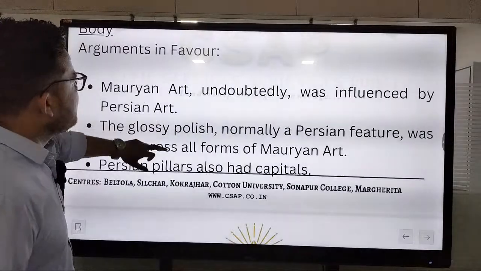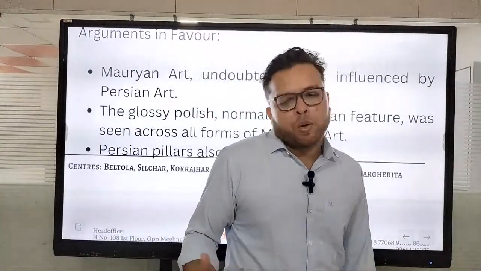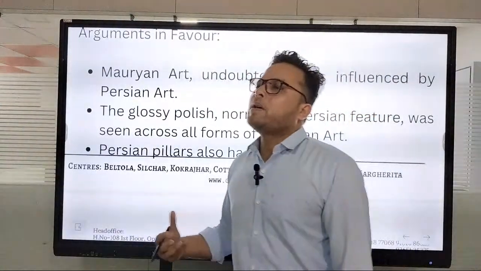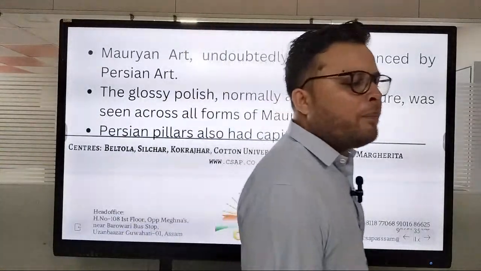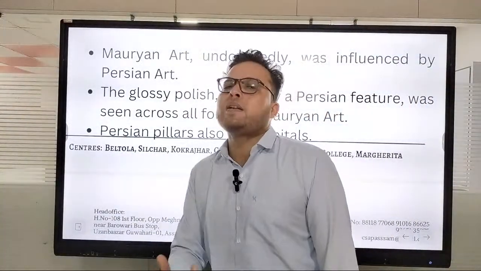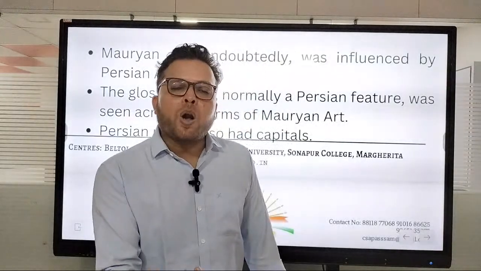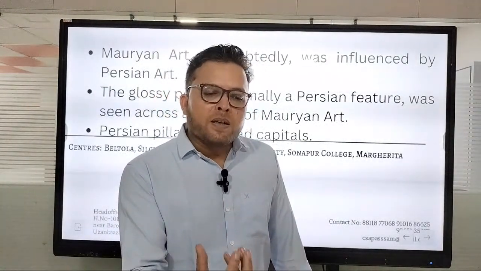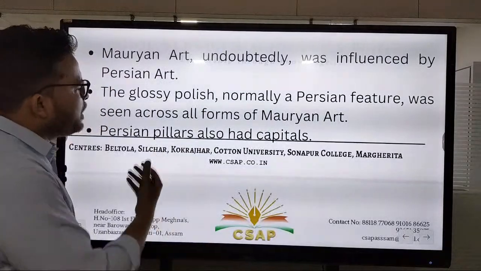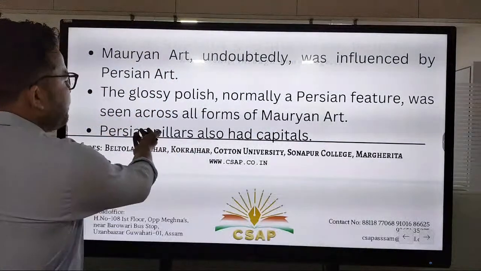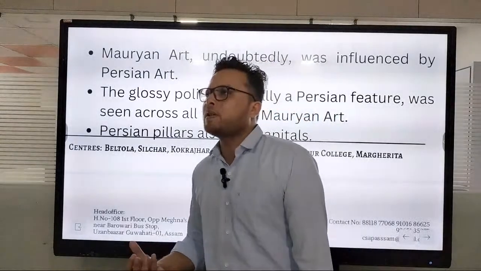Now, see, arguments in favor. Mauryan art undoubtedly was influenced by Persian art. We have to agree to it. The glossy polish in all forms of Mauryan art, you will find the usage of glossy polish, and glossy means shiny. That glossy polish is something which is said to be a characteristic of the Persian art. And the Persian pillars also had capitals.